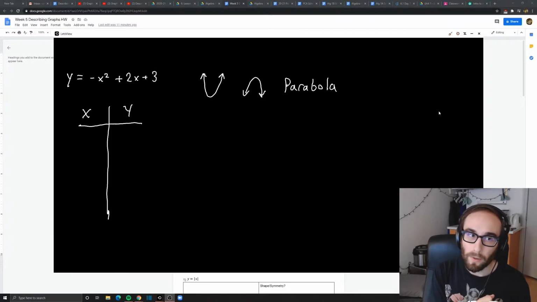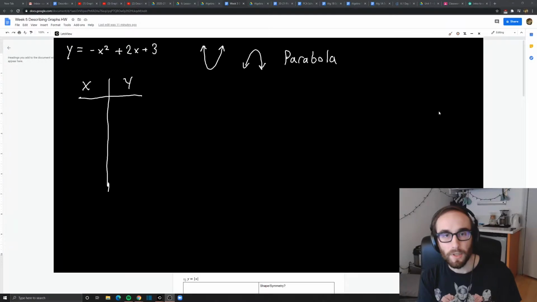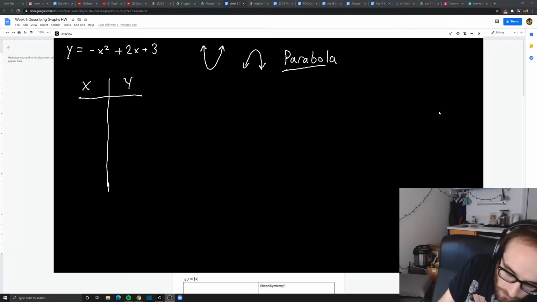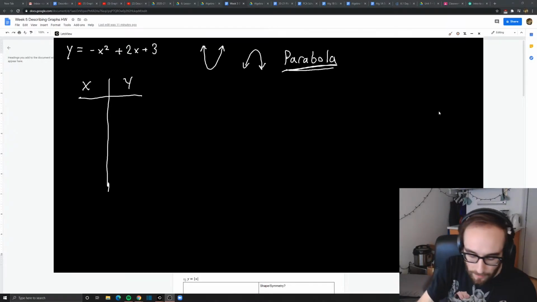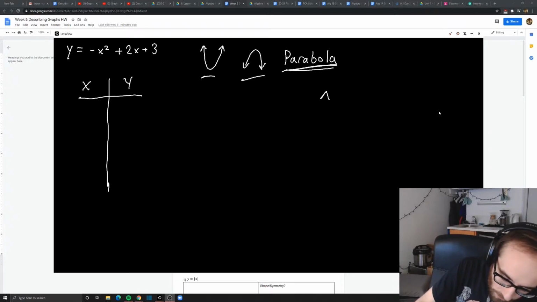We'll learn a lot more about these later on. These are called quadratic equations, but for now we're just going to be using a table. We're mostly concerned about what the graph looks like. Graphs where we have an x squared in the equation are called parabolas. So they're a U shape like this or this, and then they're facing either up or down.